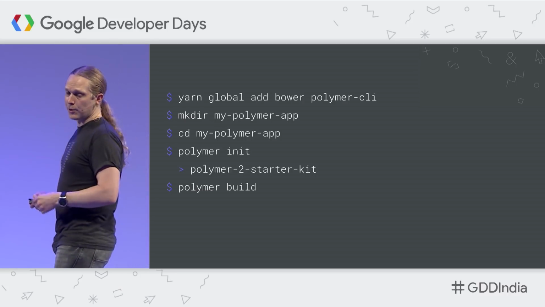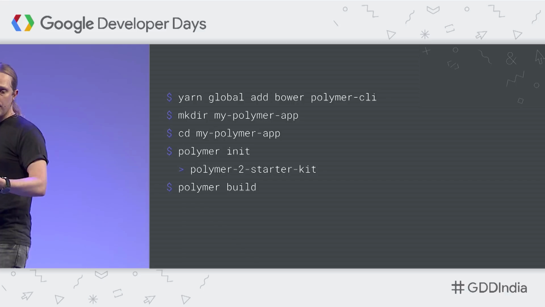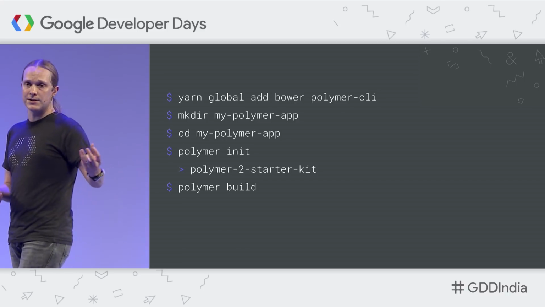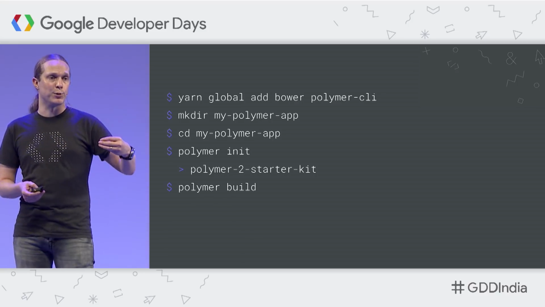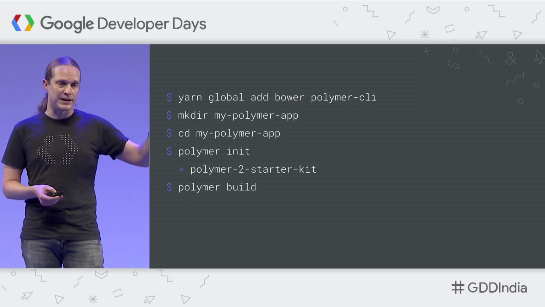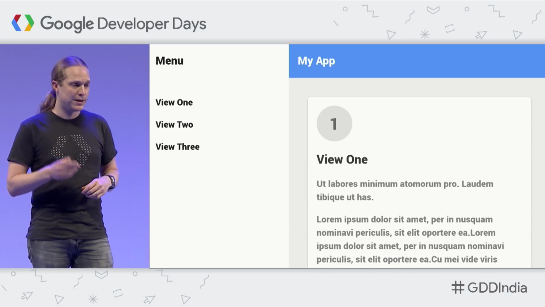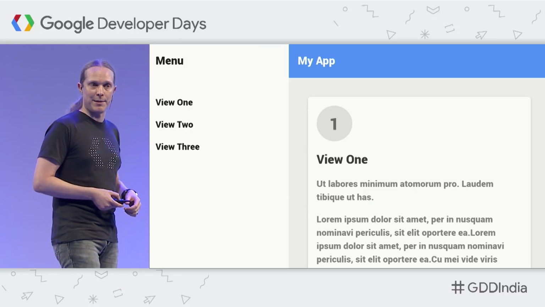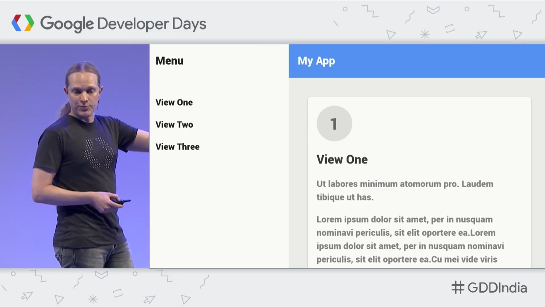Again, we're pulling in Polymer CLI and Bower. We're making our directory. We're jumping in. We're running polymer init. Now, this will take you through an interactive process where you can select a number of starter projects. I've chosen the starter kit here. Then I'm running build. And we get another nice material design-related app with navigation and routing built in.